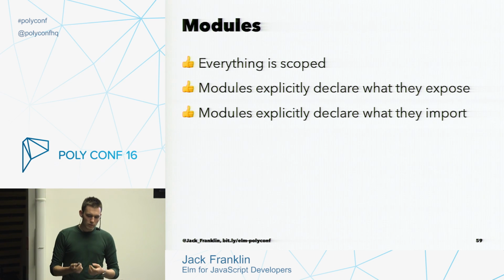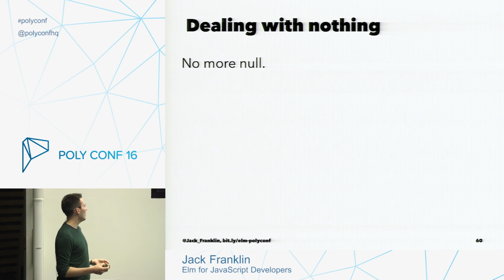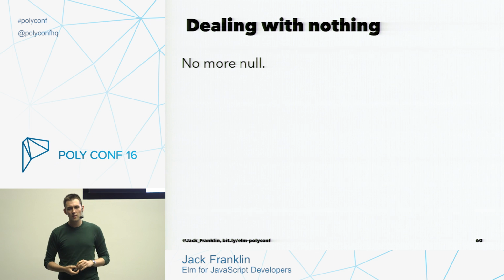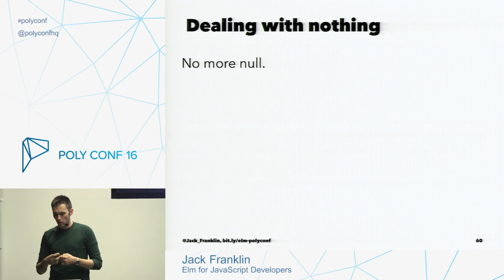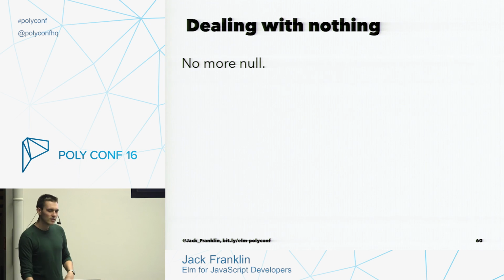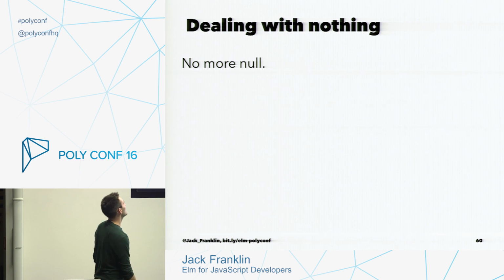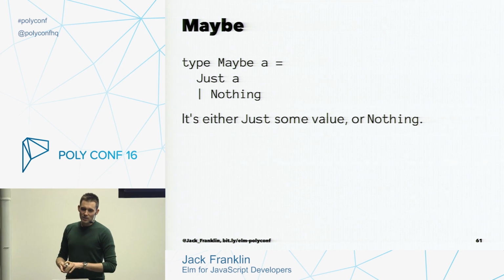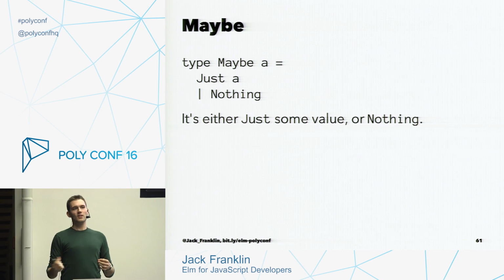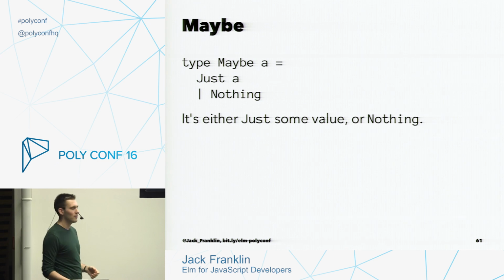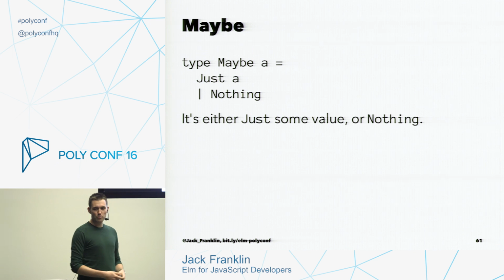Elm also provides a really nice way to deal with nothing. The inventor of null or nil called it his billion-dollar mistake, I believe. Elm deals with this by not having undefined or null or nil or any of those variants. Instead, we have one of the most British terms I've ever come across, maybe. So we have a type Maybe, which is either Just a value or Nothing. So it's either just some value or it's nothing. This becomes much clearer with an example.